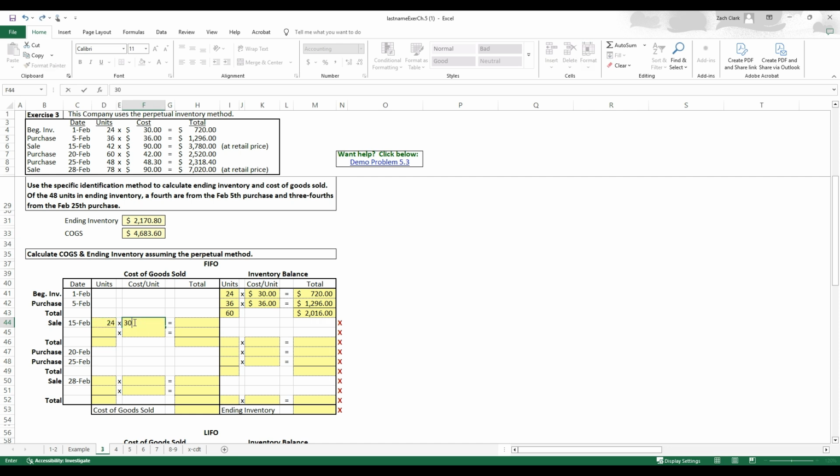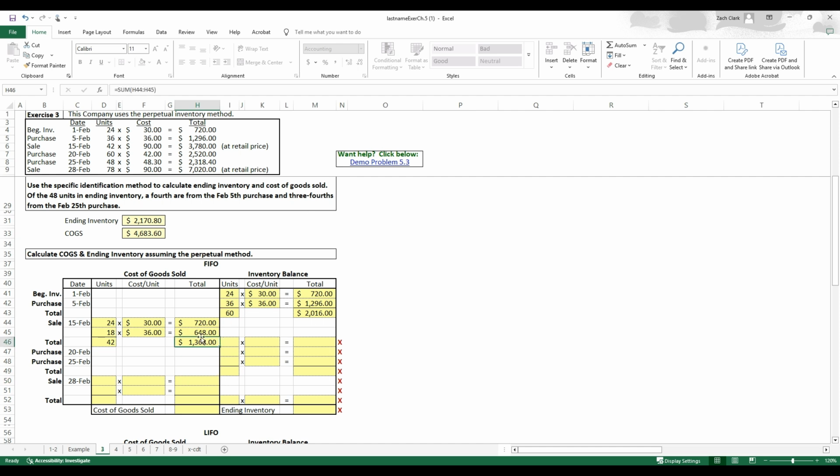And so the first layer of 24 units will be completely gone. And then the second layer here, we want to get to 42 total. So I'm just going to say equals 42 minus 24, because that's what we already had from above. So that's 18, and that gives us 42 total, which is the amount that we sold. And those are going to be at $36 per unit. I'm just going to drag my formula down and multiply those together, and then sum up the cost.